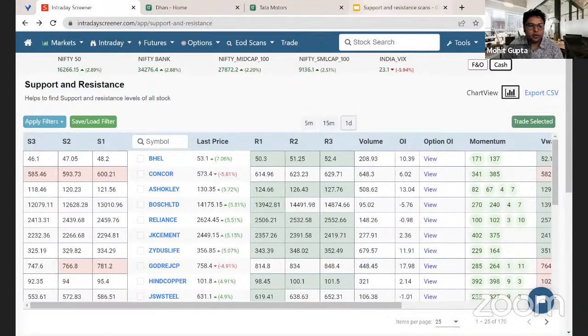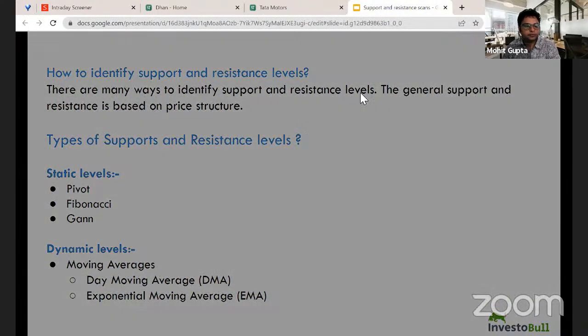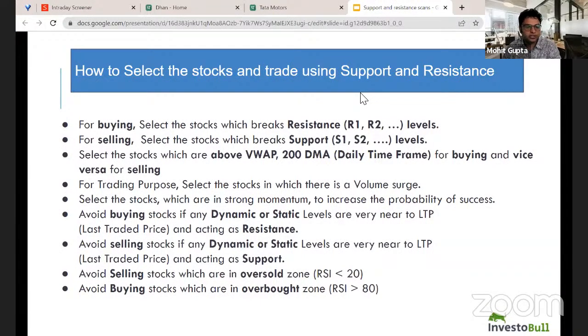Usually in intraday, we prefer to take stocks which are above R1 levels. Why? Because they have broken the first resistance, and as I told you, once the first resistance is broken, they will head for the next resistance. That is the point where we have to trade. But again, as I told you, there can be multiple speed breakers. So when you take a trade, make sure the next speed breaker is far away, so there is scope for acceleration. That is the key thing.